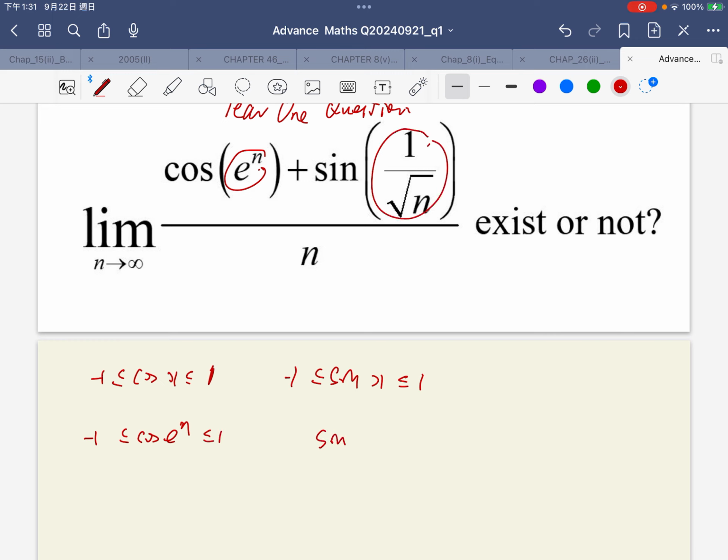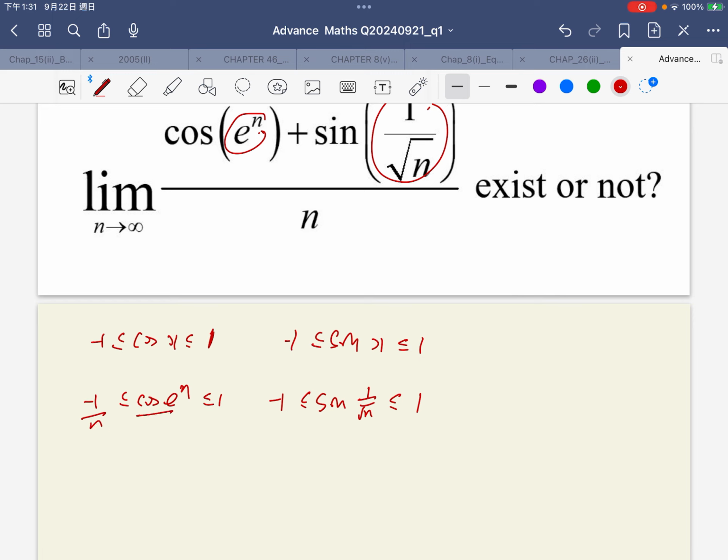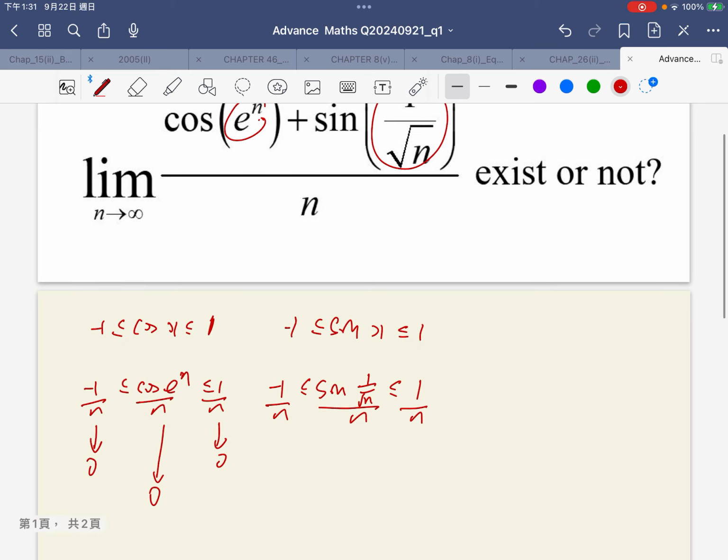Sine also. Actually this tends to 0, because as n tends to infinity, 1 over root n tends to 0. Then you can ignore this one. But here I used the property that it is bounded by 1 and minus 1. Therefore, if we divide by n, then this tends to 0, this tends to 0, so the middle one must tend to 0. This is the same, this also tends to 0.